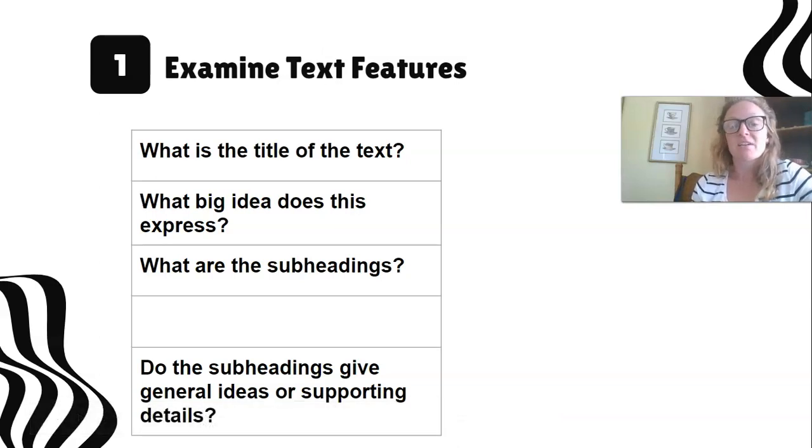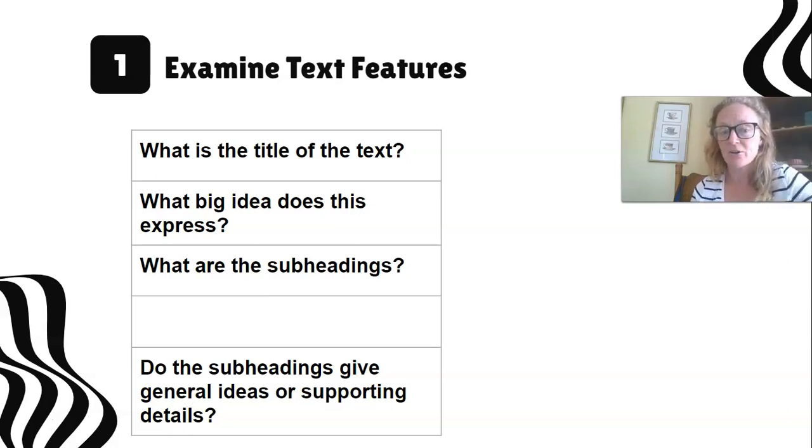So we'll start with what's the title of the article. And the title of this article is Michaela Triumphant. And the big idea from this title is that we have a girl named Michaela who is triumphant, so who overcomes challenges. So just by the title alone, we know we're going to have a girl who overcomes challenges. That's a big part of this whole central idea.